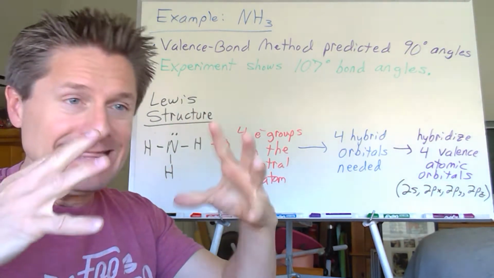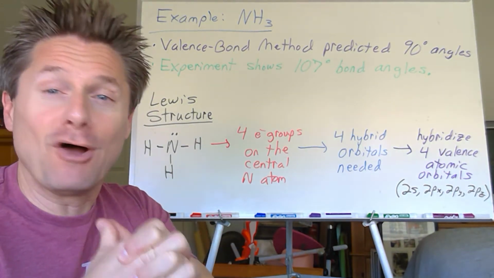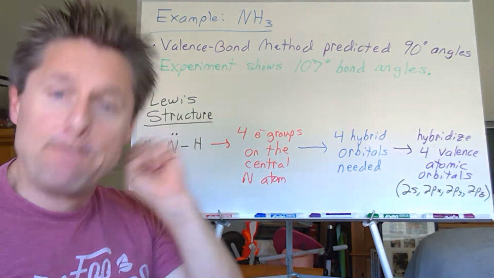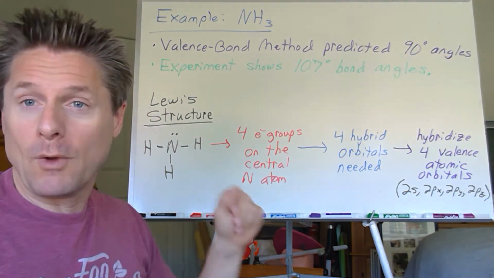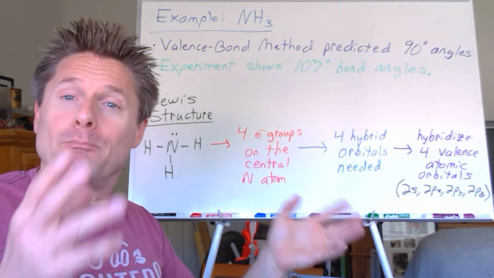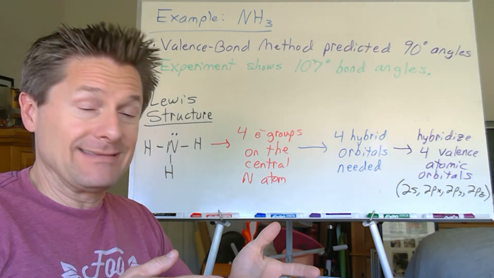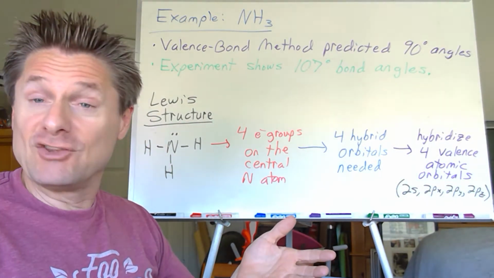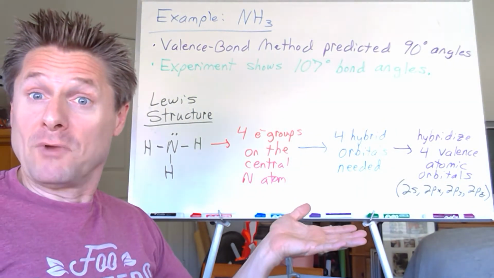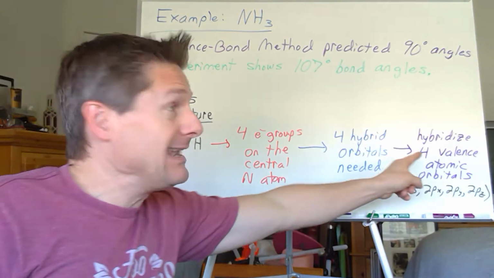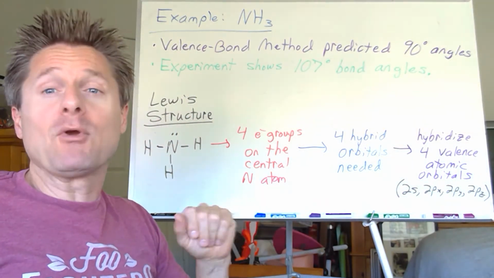That is the foundation of hybridization right here. You look at the Lewis structure, how many electron groups do you have? Boom, that's how many hybrid orbitals you need. Well, when you're combining the wave functions, the number of hybrid orbitals you get is equal to the number of atomic orbitals that you overlap or hybridize. You're adding those wave functions. So if I want 4 hybrid orbitals, that means I need 4 free atomic orbitals.